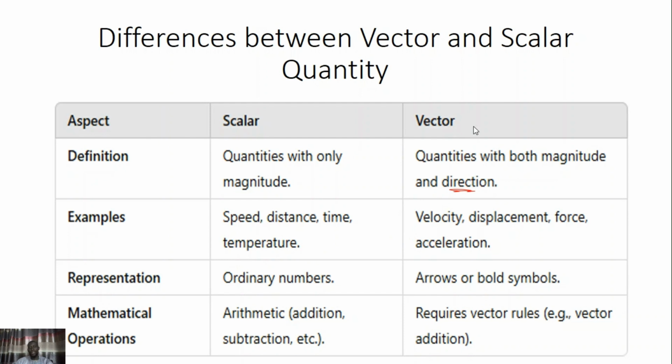Usually, scalar quantities are represented only with numbers, while vector quantities are represented with arrows and sometimes a bold symbol like this. For scalar quantities, we can perform arithmetic operations with them, while vector quantities have a set of rules that are used in calculating their additions, which we'll talk about later.